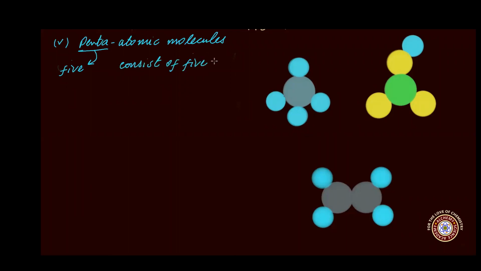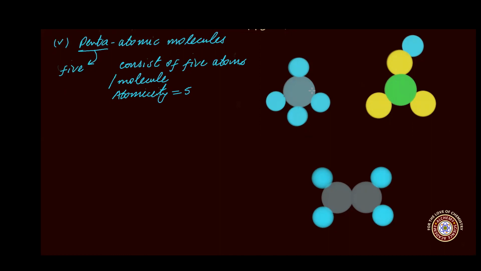Let us move to another kind of molecules on the basis of their atomicity, that is pentaatomic molecules, or pentaatomics. Penta stands for 5. These are the molecules which consist of 5 atoms per molecule. It means that their atomicity is 5. Let us take some examples to explain the pentaatomic molecules.